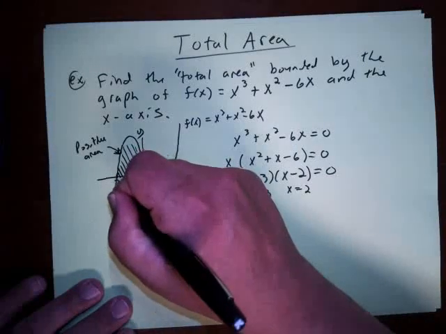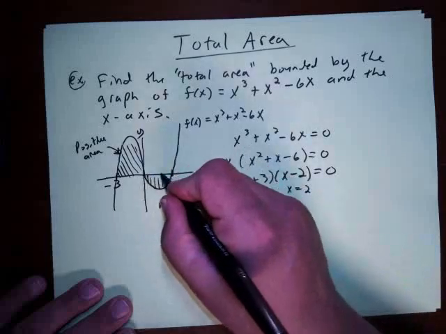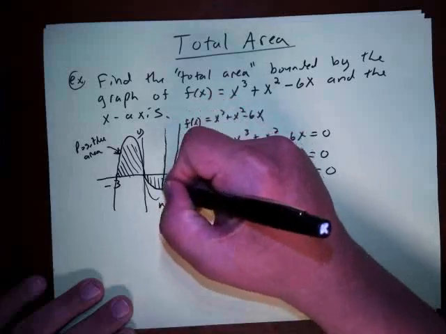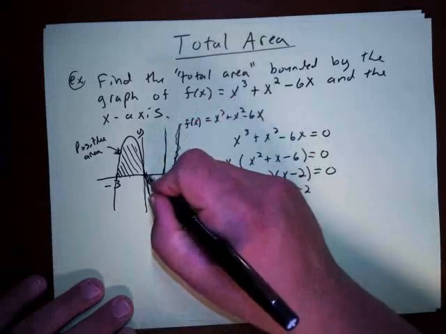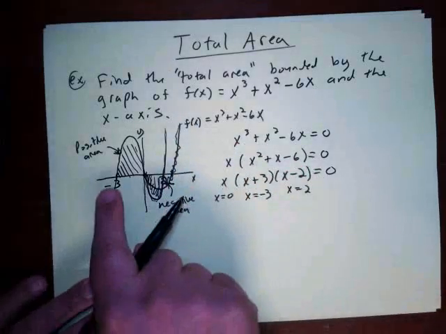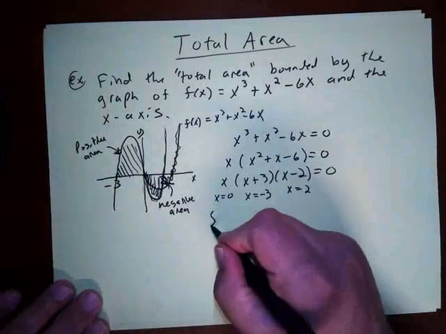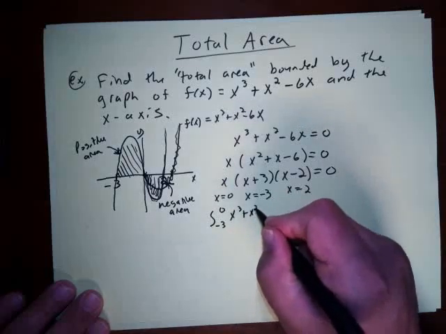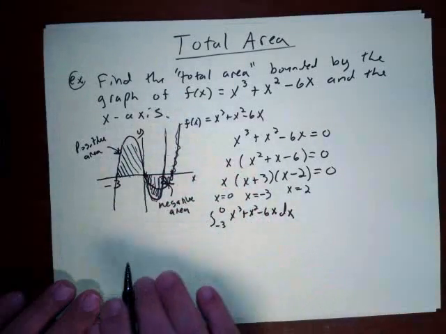So this point is negative 3. There's your 0. And this should have been negative 2, so it actually should have been closer. This should have gone down and up like that is what it should have looked like. And then this is 2 here. Okay, so what I'm going to do is integrate from negative 3 to 0. I'm going to integrate my function here from negative 3 to 0, and this will be x cubed plus x squared minus 6x dx. That's going to give me this area. That'll give me a positive area.